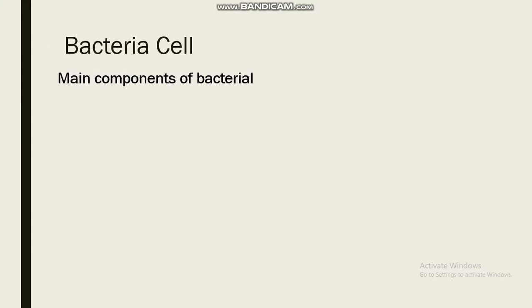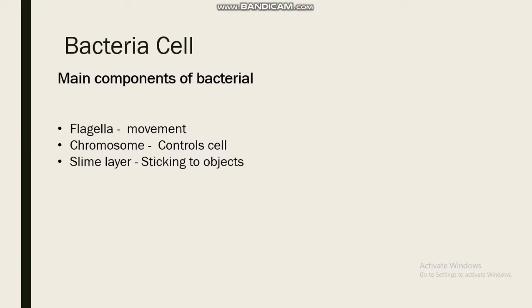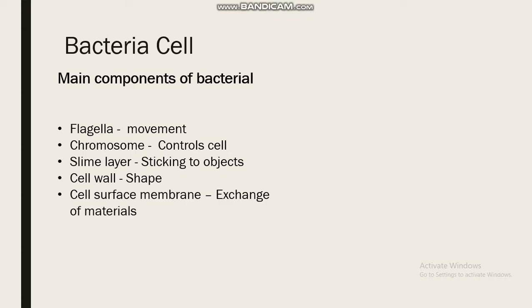Some of the important components of a bacterial cell include flagella, which helps it in its movement, chromosome, which controls the cell, slime layer, which helps the bacteria stick to objects, cell wall, which gives its shape, cell surface membrane, which exchanges the material in and out of the cell, cytoplasm, which also gives bacteria a certain shape. Do you remember what shape the bacteria were? Yes, rods, spheres, spirals.